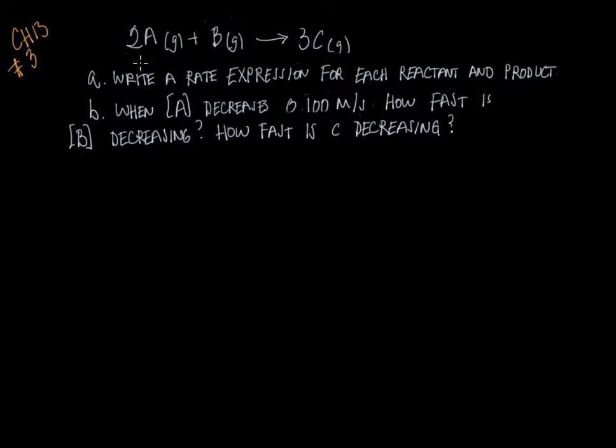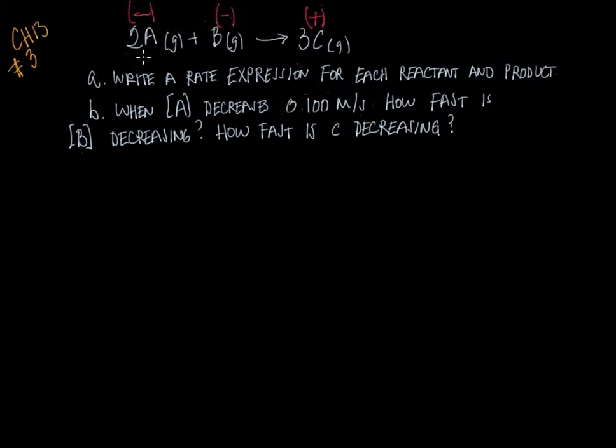Okay, here's another kinetics problem. We've got this chemical reaction, and we're asked to write a rate expression for each reactant and product. I like to remind myself that reactants go away or decrease in concentration, so I put a little minus sign above those two reactants. And then I like to remind myself that the concentration of products forms or increases in concentration, so I like to put a little plus above that product here.